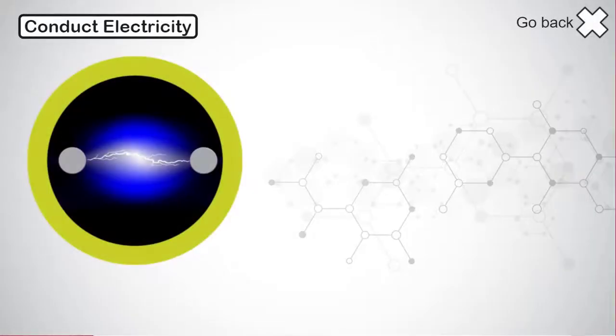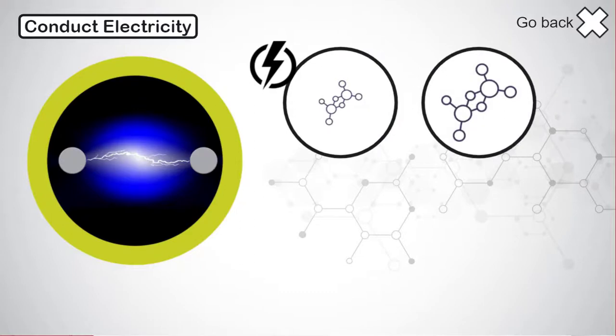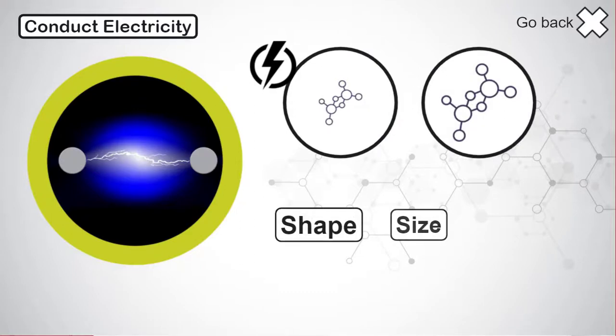Electric conductivity is the ability of a material to transport an electric current. Smaller particles tend to be better conductors than the bulk material. The enhancement of electric conductivity depends on the shape, size, and type of material.